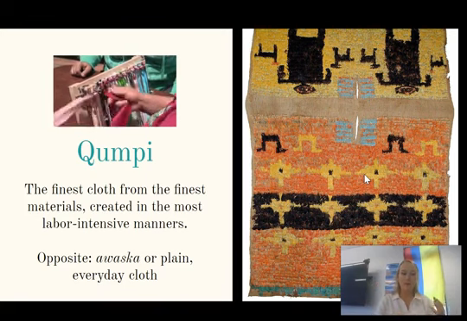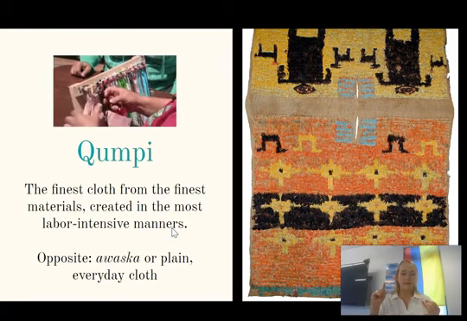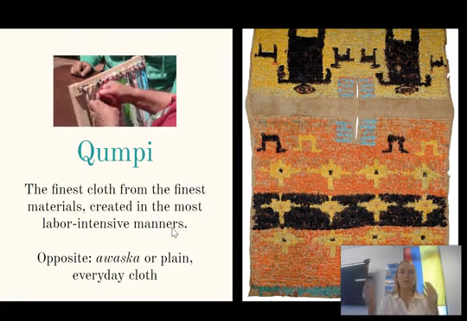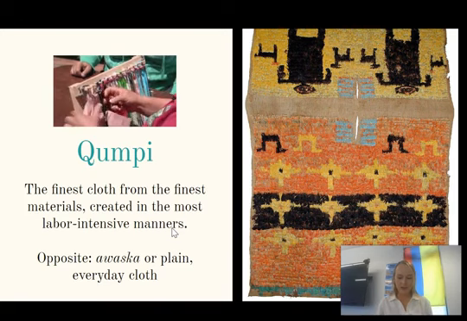The opposite of qumpi is huaca. Huaca is just plain everyday cloth. So huaca probably wouldn't be super, super soft. It probably wouldn't have really expensive dyes. It probably would be a more simple, quick method of weaving. So that is qumpi. And that is the last of these vocabulary words that I want you to know for today.